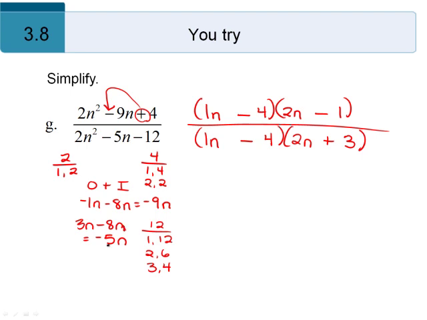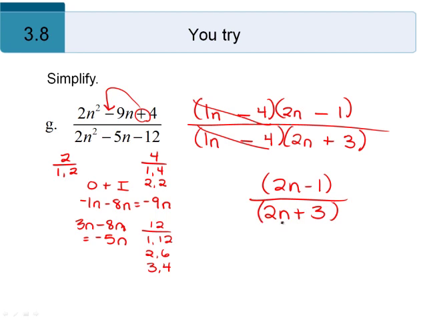Okay? So, now, this is factored. We can cancel the n minus 4's. Okay? So you have 2n minus 1 over 2n plus 3. Now here's the big question. Can you cancel those 2n's? Heck no. The only thing that 2n minus 1 cancels with is another 2n minus 1. So that mess that you have there, that's your answer. So good luck with section 3.8.